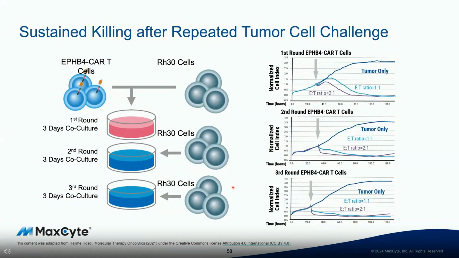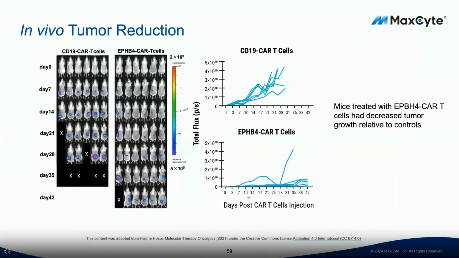In terms of testing the CAR T cells in vivo, this is a non-specific anti-CD19 CAR T cells and a specific EPH before CAR T cells targeting tumor cells which express luciferase. So the non-specific CAR T cells resulted in the tumor expanding, indicated by the increasing luciferase expression. And then with the specific CAR T cells, it did suppress luciferase expression in the mice.